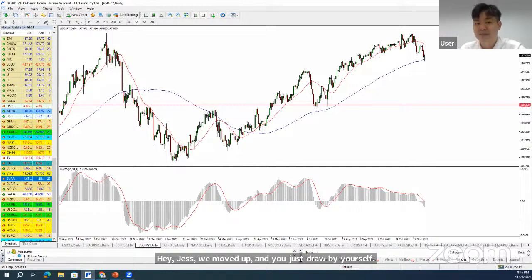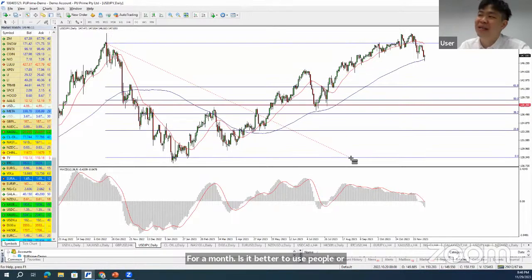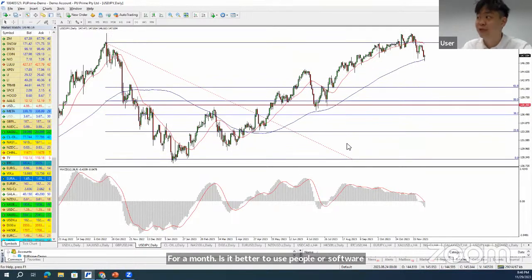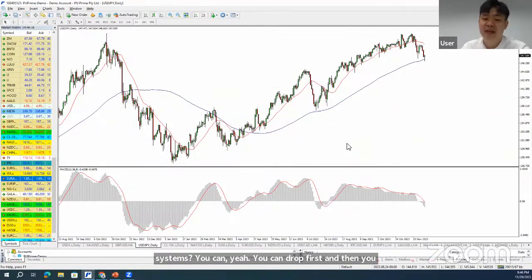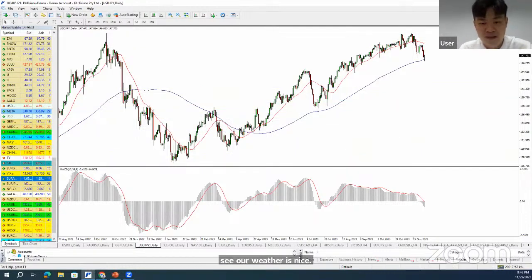For Ahmad, is it better to use FIBO or support resistance? You can draw first, then you see whether it's nice or not. If it's nice, then why not? You just use it. If not nice, then you just remove it and draw by your own. Okay.